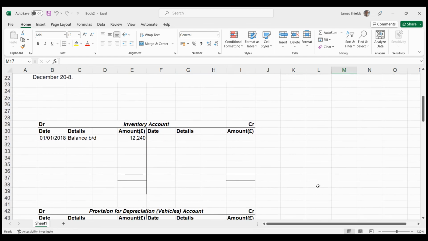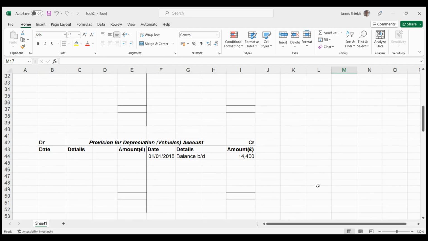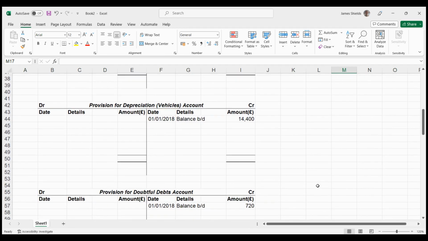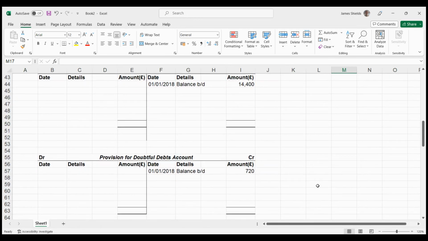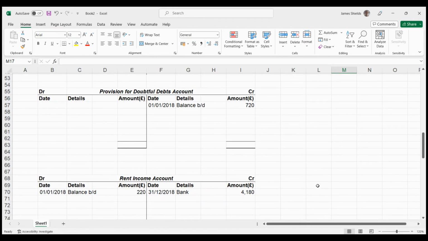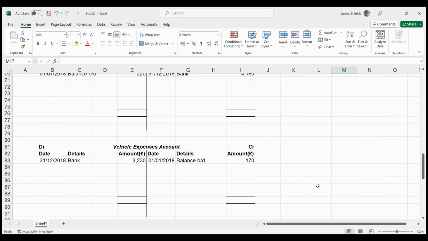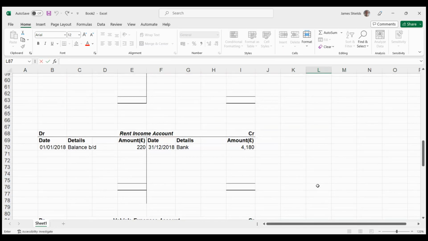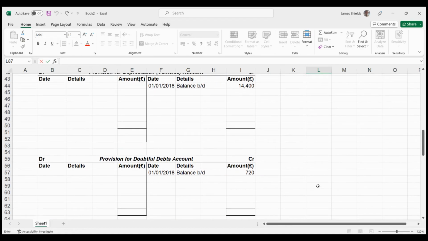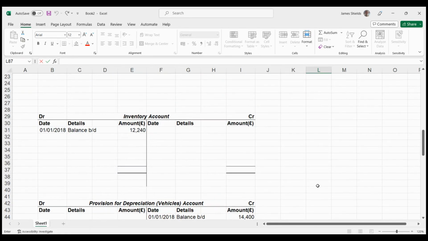Right, so we've got the inventory account to do, provision for depreciation of vehicles account to do, provision for doubtful debts account, rent income account, and vehicle expenses account. You notice on each account we've already got some pre-filled amounts. Some of these amounts are pre-filled in these accounts, and we're going to use them in our calculations in a moment.